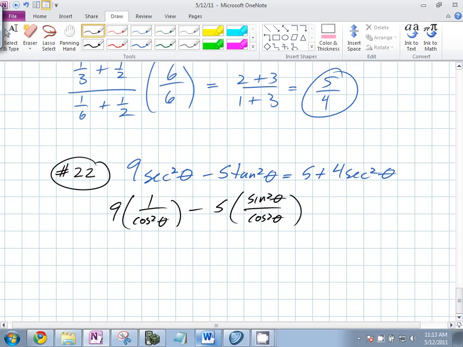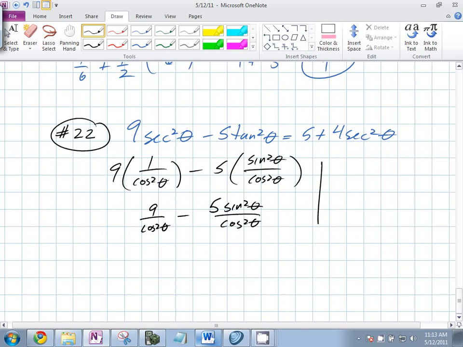Now what? Did you still put that towards secant? No, you can't touch the other side. One side at a time. Now what? Distribute in. 9 over cosine squared theta minus 5. Now what? The common denominators. So what do we have here? 9 minus, over. Okay, so now what?